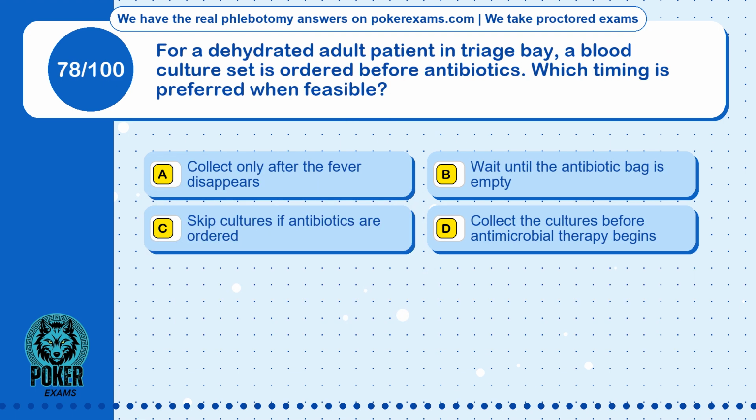Question 78. For a dehydrated adult patient in triage bay, a blood culture set is ordered before antibiotics. Which timing is preferred when feasible? Option A. Collect only after the fever disappears. Option B. Wait until the antibiotic bag is empty. Option C. Skip cultures if antibiotics are ordered. Option D. Collect the cultures before antimicrobial therapy begins.